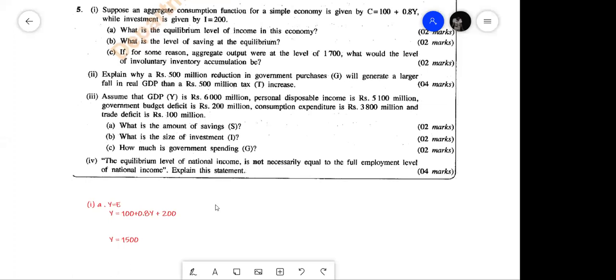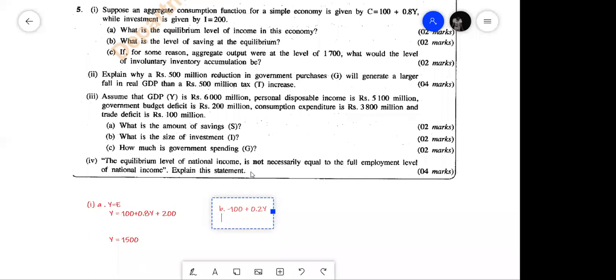Then they say, what is the level of savings at equilibrium? If they give you a simple question like that, ask you for savings, guys, first make the savings equation. If the consumption equation is C equals 100 plus 0.8y, what is our savings equation? Our savings equation is then S equals minus 100 plus 0.2y.